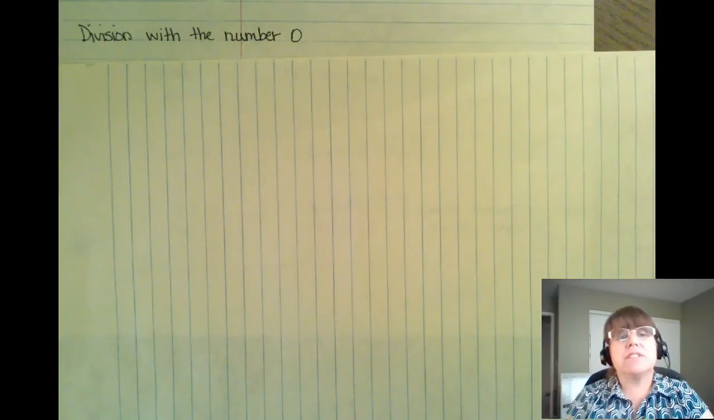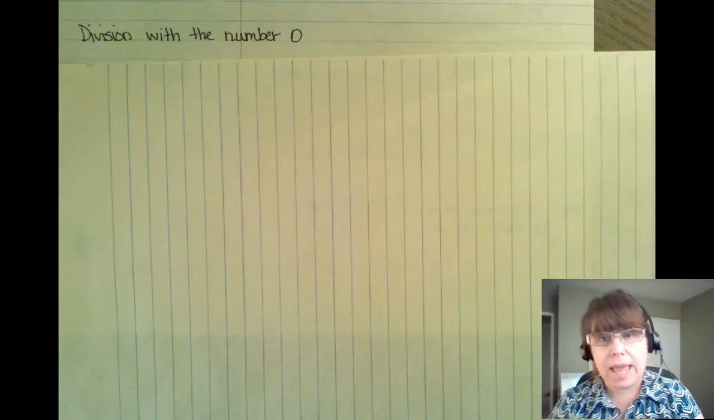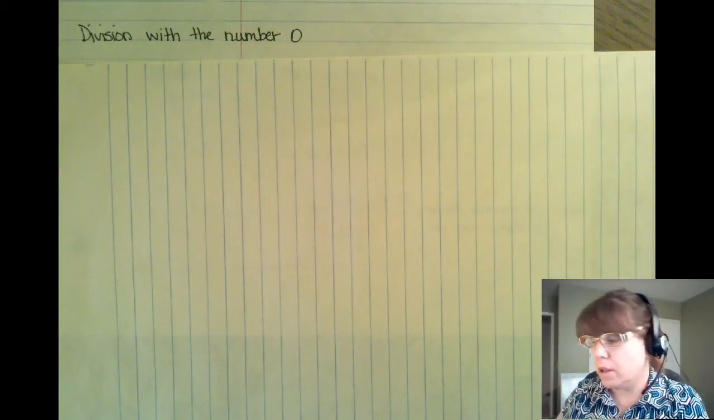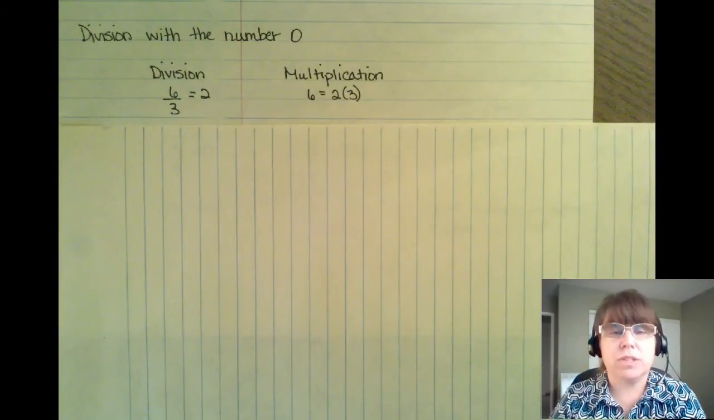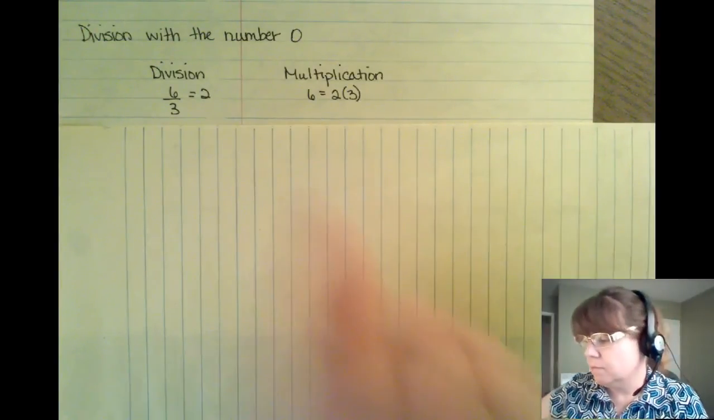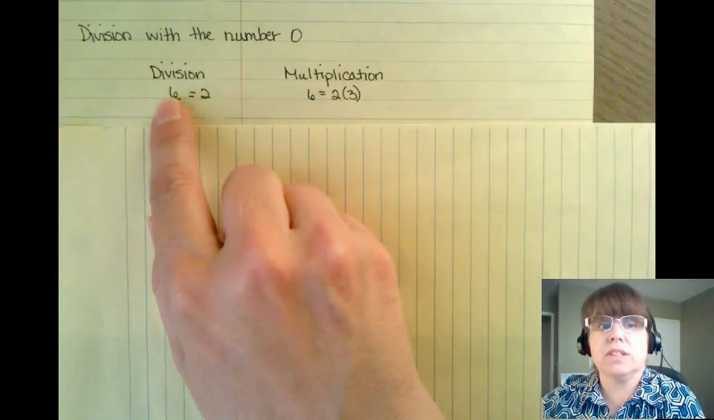So let's talk about division with the number 0. Now, I said in the rule that b cannot be 0, but I didn't say anything about a not being able to be 0. So let's take a normal problem of 6 divided by 3 equals 2. Well, in multiplication, 2 times 3 equals 6. Right? So the denominator times the result will give us the numerator.